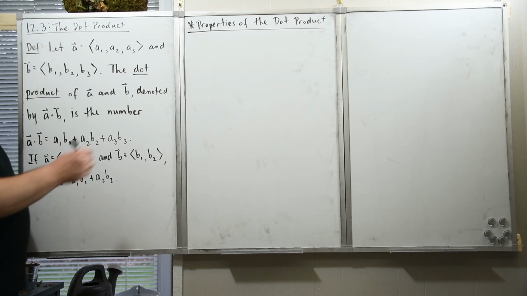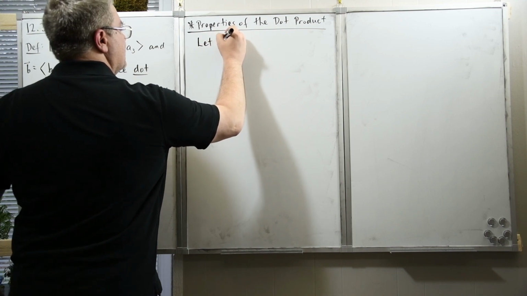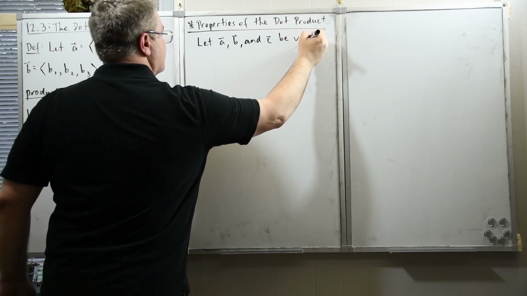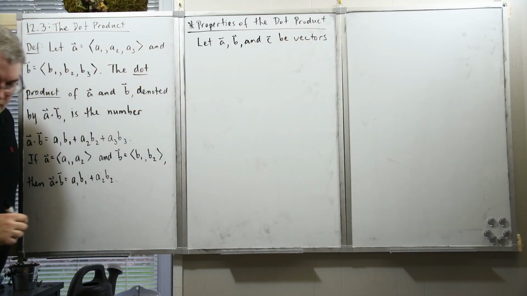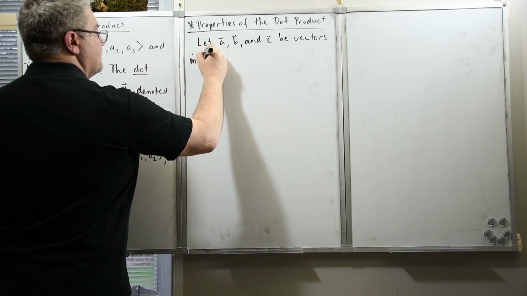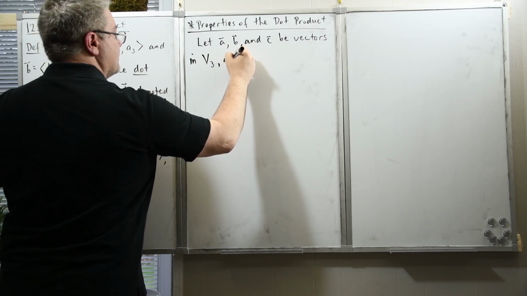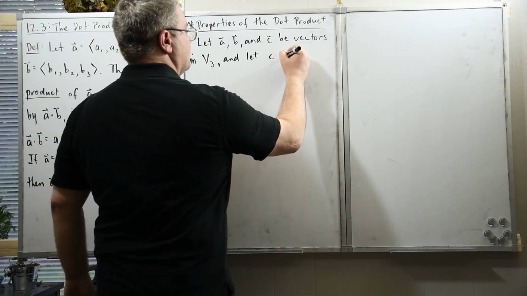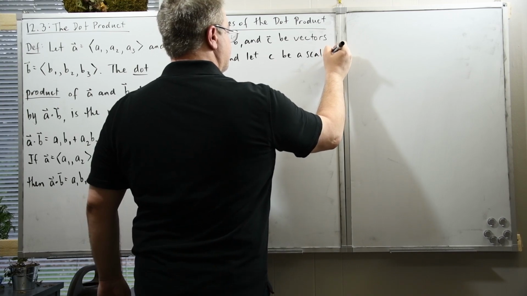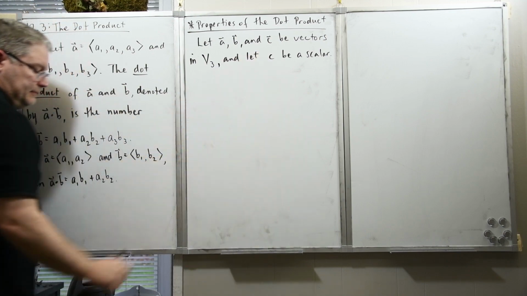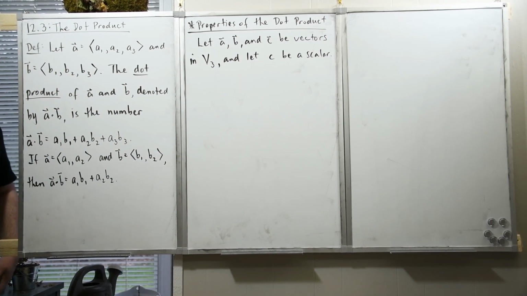So we're going to let A, B, and C be vectors in V3. And we're also going to let c be a scalar. So we have this vector C that has the arrow notation, but we have the scalar c that does not. And so that's how we know the difference between the two.